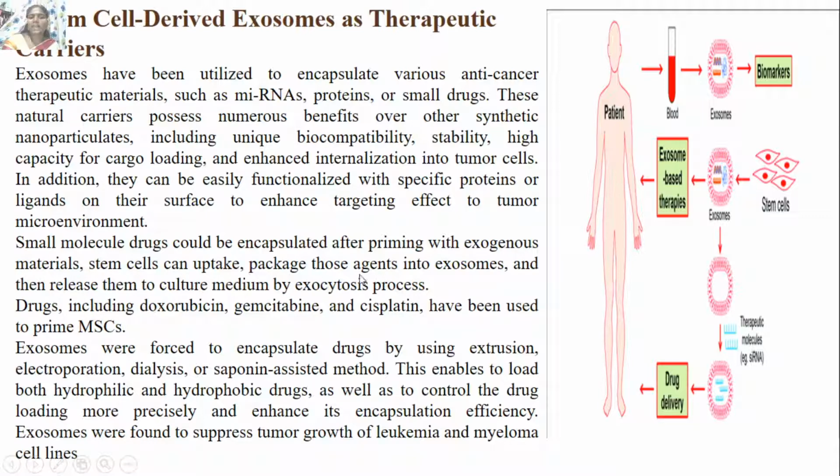Small molecule drugs could be encapsulated after priming with exogenous material. The stem cells can take up and package these agents into exosomes and then release them to the culture media by the exocytosis process. Drugs including doxorubicin, gemcitabine, and cisplatin have been used to prime these mesenchymal stem cells. Exosomes are forced to encapsulate drugs by using extrusion, electroporation, dialysis, or saponin-associated methods. This enables loading of both hydrophilic and hydrophobic drugs, as well as more precise control of drug loading and enhanced encapsulation efficiency. Exosomes were used to suppress the tumor growth of leukemia and myeloma cell types.